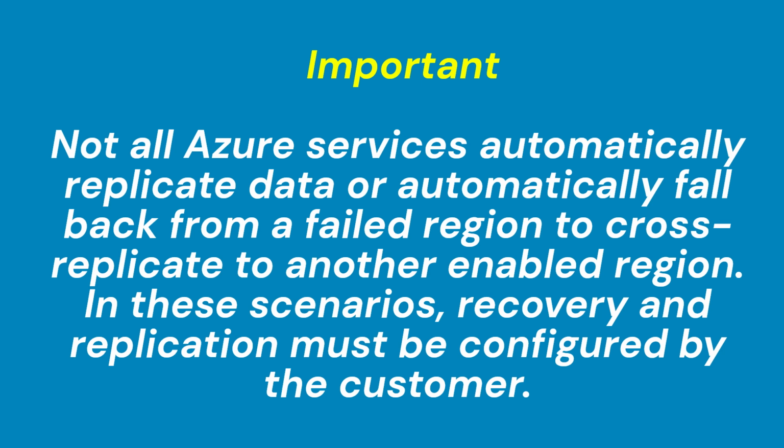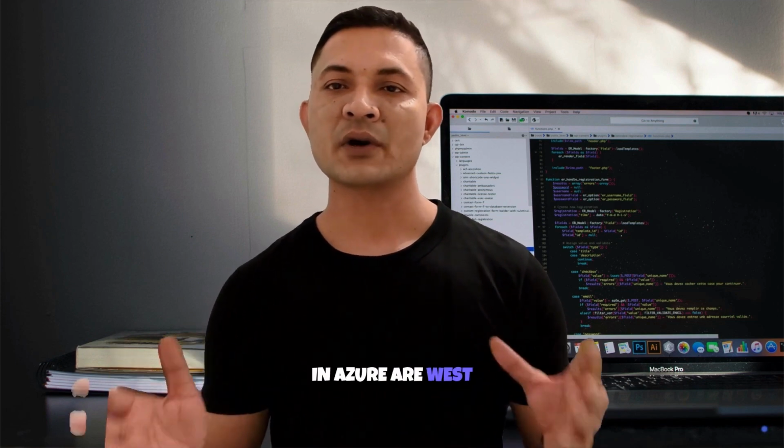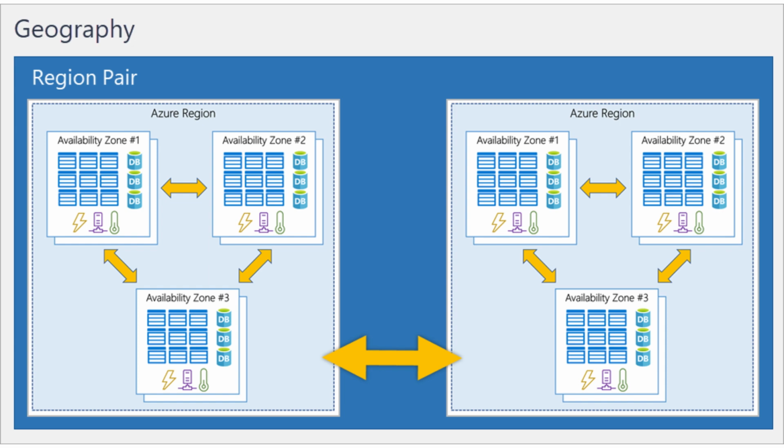Important: not all Azure services automatically replicate data or automatically fall back from a failed region to cross-replicate to another enabled region. In these scenarios, recovery and replication must be configured by the customer. Examples of region pairs in Azure are West US paired with East US and Southeast Asia paired with East Asia. Because the pair of regions are directly connected and far enough apart to be isolated from regional disasters, you can use them to provide reliable services and data redundancy.